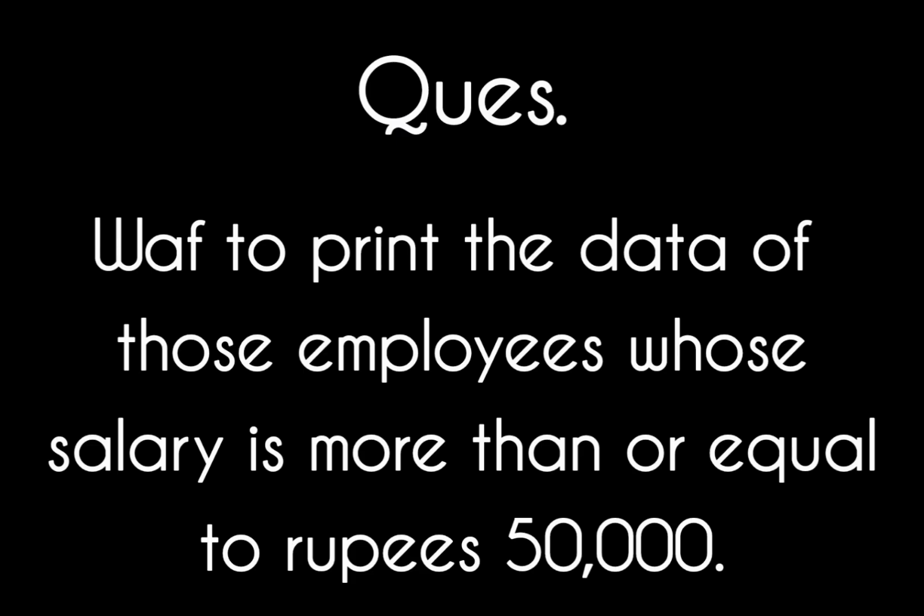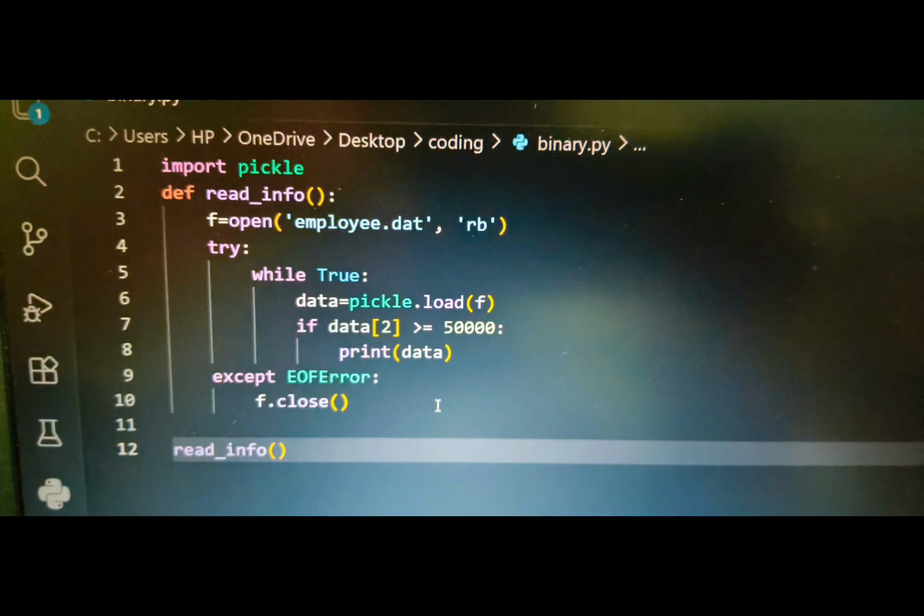Now the next question is, write a function to print the data of those employees whose salary is more than or equal to rupees 50,000. So the table is the same, and now we have to print the information of those employees whose salaries are more than or equal to rupees 50,000. So the first line will be import pickle, and then the next line is def read_info with parentheses.